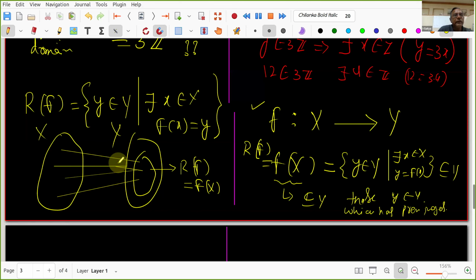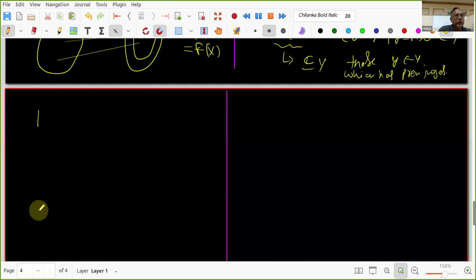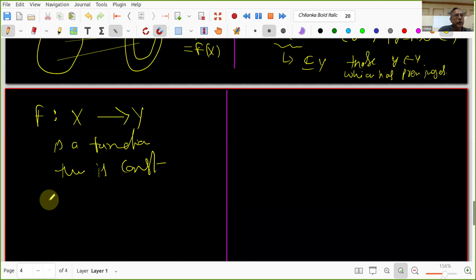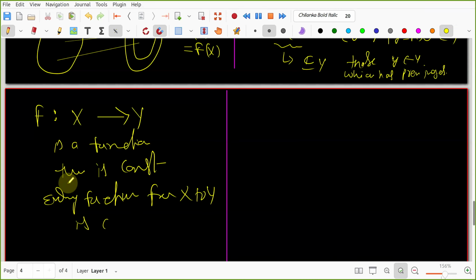Similarly, if I say that every function is constant, that is given to you. This implies every function from X to Y is constant. Whatever function you take, that is constant. This is possible only when the order of X and order of Y are 1. Then only it is.